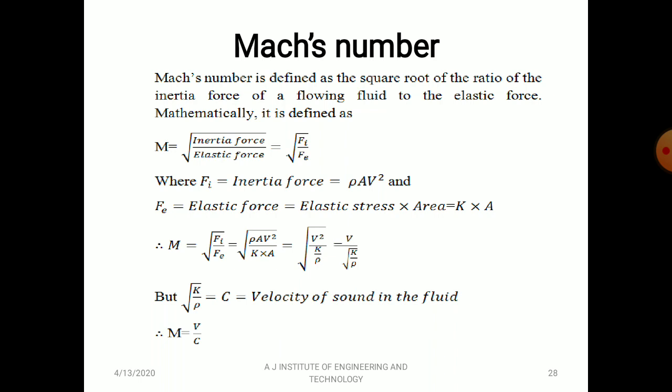But from the derivation of velocity of sound, we have C equal to square root of dP divided by d rho, that is equal to square root of K by rho, because it is in terms of bulk modulus. So the expression becomes M equal to V divided by square root of K by rho. But square root of K by rho equal to C, the velocity of sound in the fluid. Therefore M equal to V by C, the velocity of the flowing fluid or projectile to the velocity of the disturbance or pressure wave.